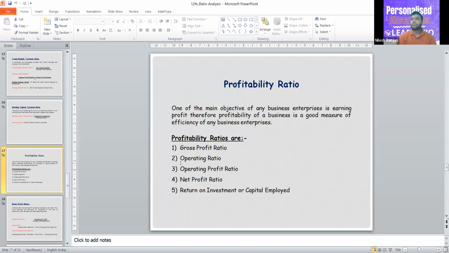Now, the first thing, we can compare our profit with two things. The first one is amount invested in business, and the second is sales. Yes or no? Yes, sir. Is there any other item you think that is related to profit?